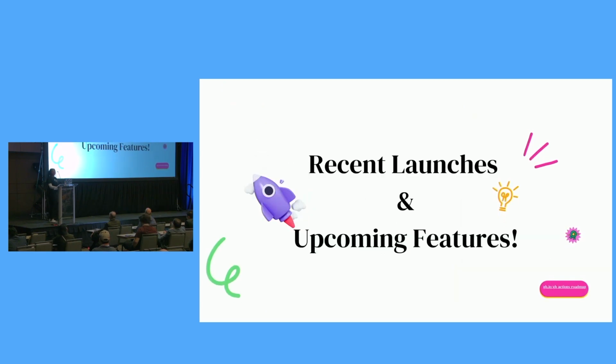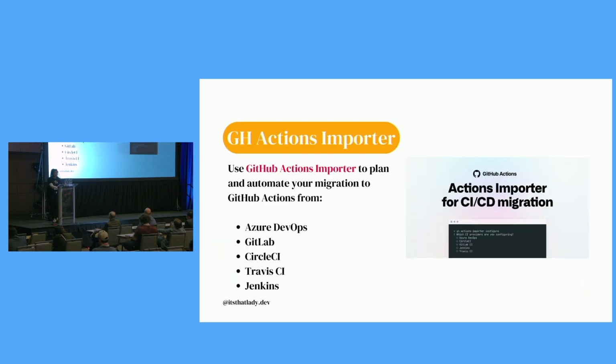So what have we recently done or shipped on GitHub Actions? So earlier this year, we shipped the GitHub Actions importer. So if you're on Azure DevOps, Circle CI, Travis CI, Jenkins, you can automatically import over your CI/CD pipelines to GitHub Actions using the GitHub Actions importer. It still needs the human eye to verify that all the information is correct, but it does make the very laborious task a little bit more manageable.